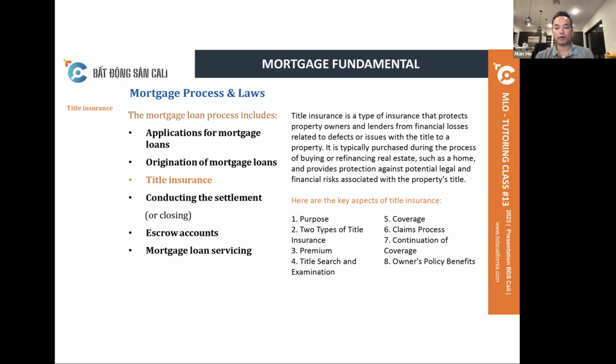So here are a couple key aspects of title insurance. What are the purposes? Two types of title insurance. What the premium, title search and examination, coverage, claim process, continuation of coverage, owner's policy benefits.